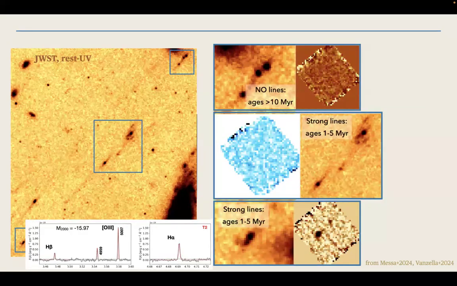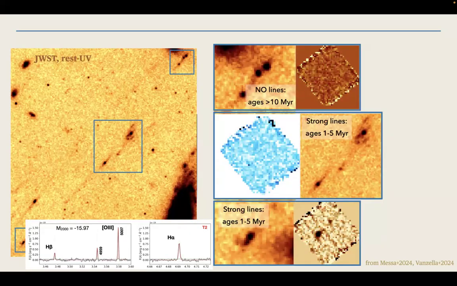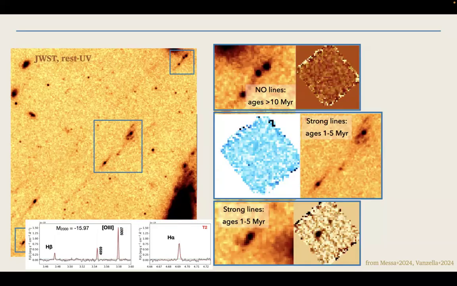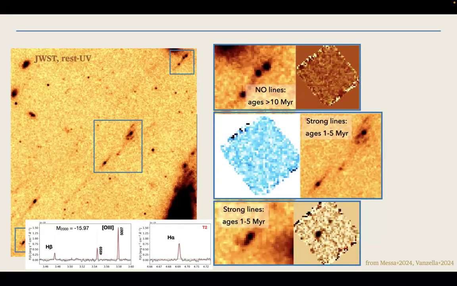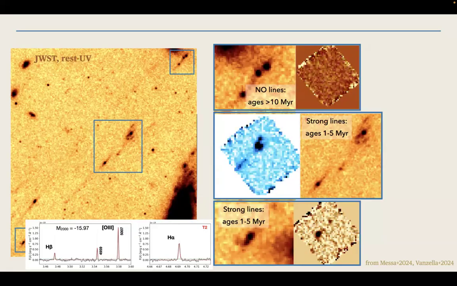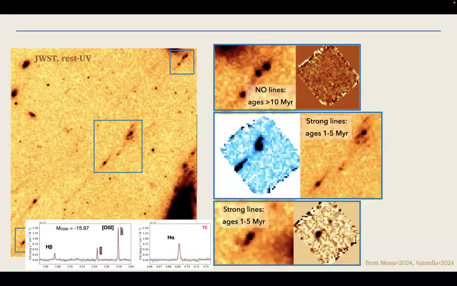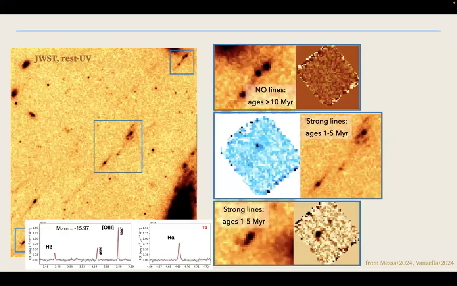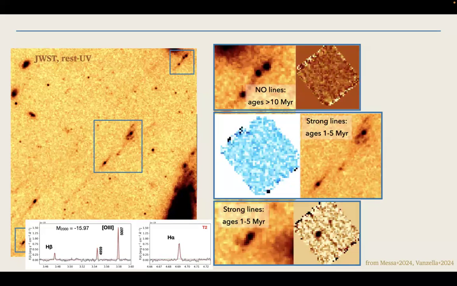And not only that, we can also see that in some of these clusters we're seeing emission lines. So we have IFU cubes here. And that means they are very young, so 1 to 5 million years. In some others, we don't have lines, and these are probably older than 10 million years. So, more or less what we see locally. Within the same galaxy, they may have different ages. Star formation is taking place at different ages in different parts of the galaxy.